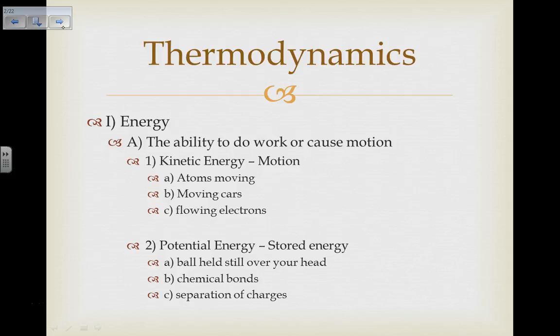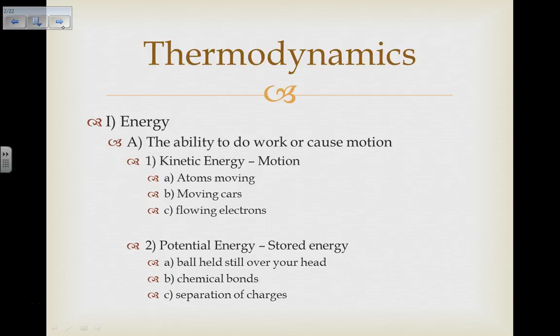So when we're talking about chemistry, we're talking about the movement of molecules, whether they're colliding, or colliding with enough energy to cause a reaction to occur. But energy is required to make things move. Now there's two types of energy that we worry about. There's kinetic energy, which is the standard sort of energy that we think of, like when atoms are moving and cars are flying down the street, or maybe even electrons flowing through a wire.